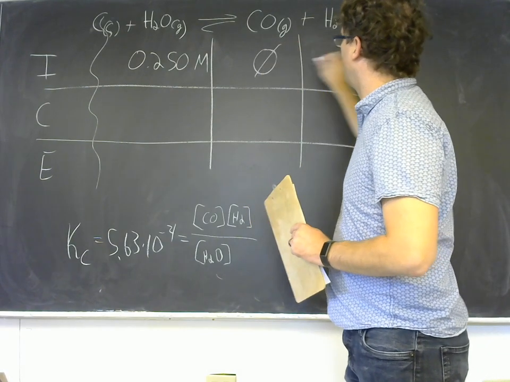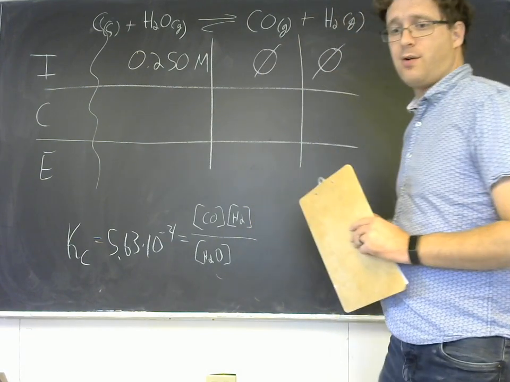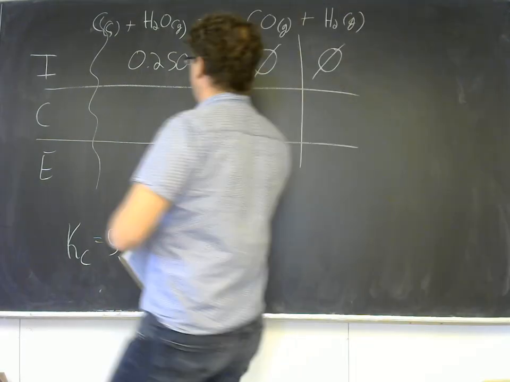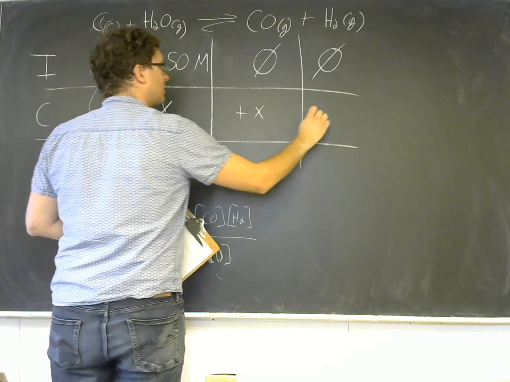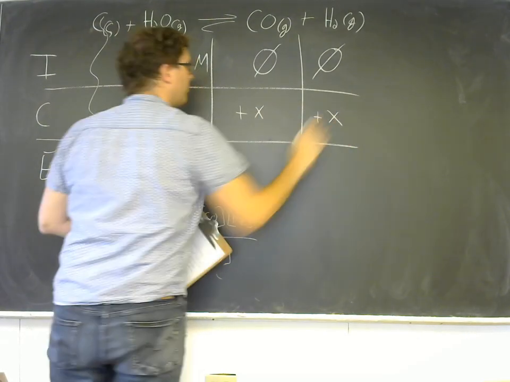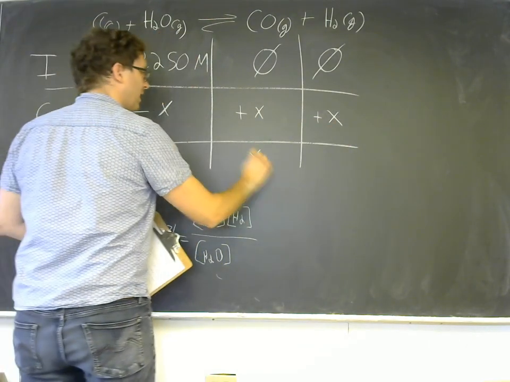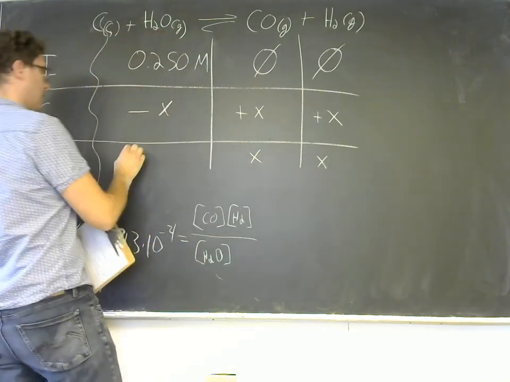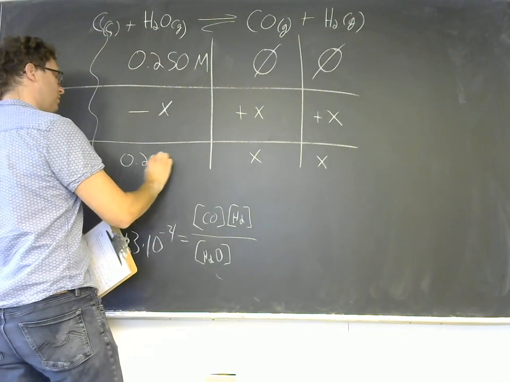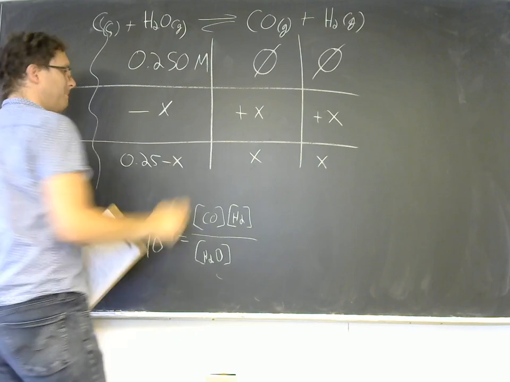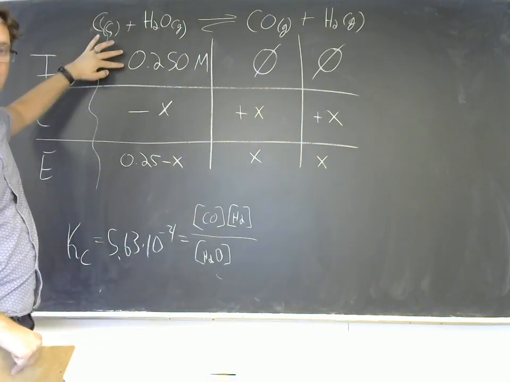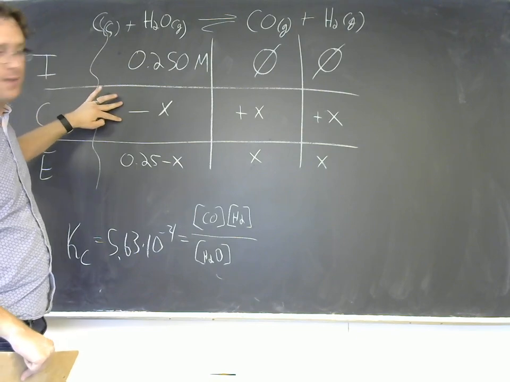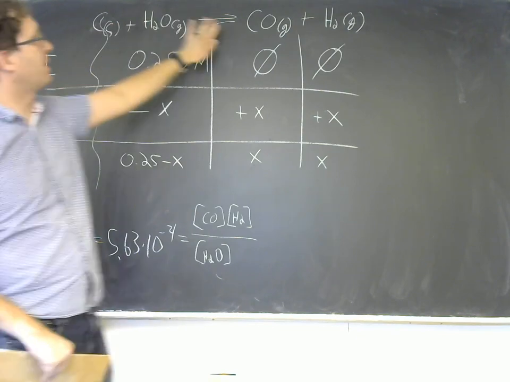We'll start with 0 amounts of products. Here we have negative x, plus x, plus x. And so we're left with x, x, and 0.25 minus x. The equilibrium amounts are the initial amounts plus the changes. And the changes come from our stoichiometric coefficients.